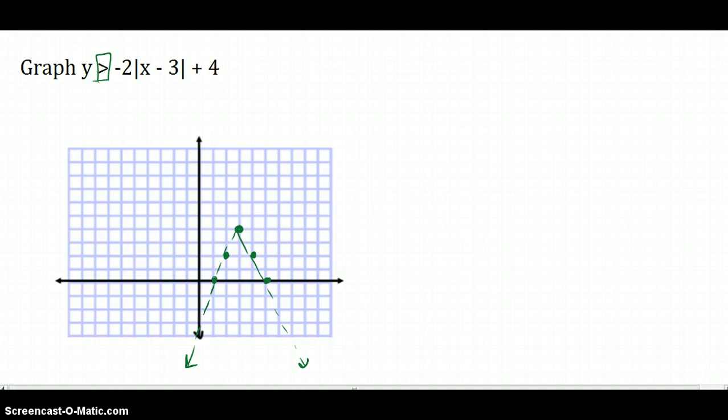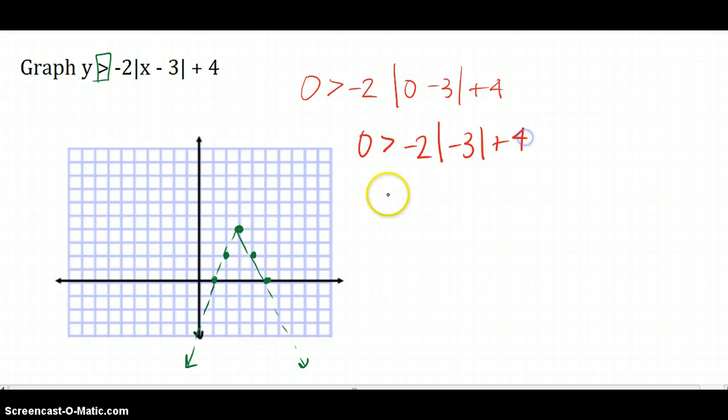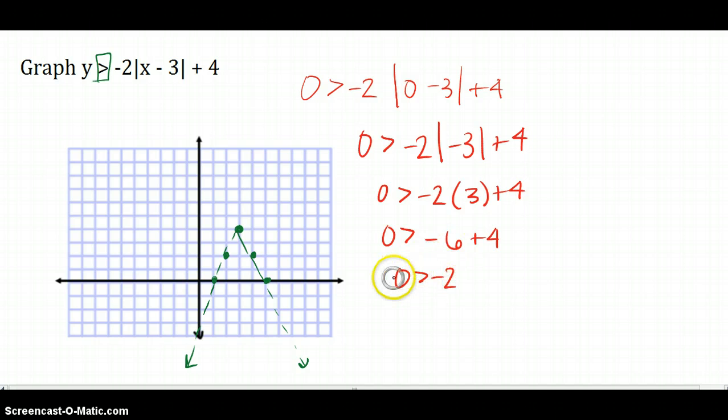Now to find out where I shade, again, plug in a point. I can plug in 0, 0 because my graph did not go through there. If I plug in 0, 0, I end up getting, in here I have 0 minus 3, so the absolute value of negative 3. And the absolute sign just makes this positive. So I have negative 2 times 3. So I have negative 6 plus 4. My end result, I get 0 is greater than negative 2. Is that true? Yes, 0 is greater than negative 2.